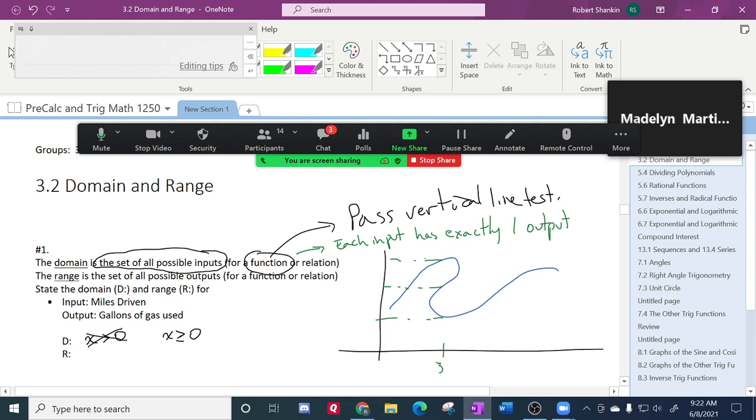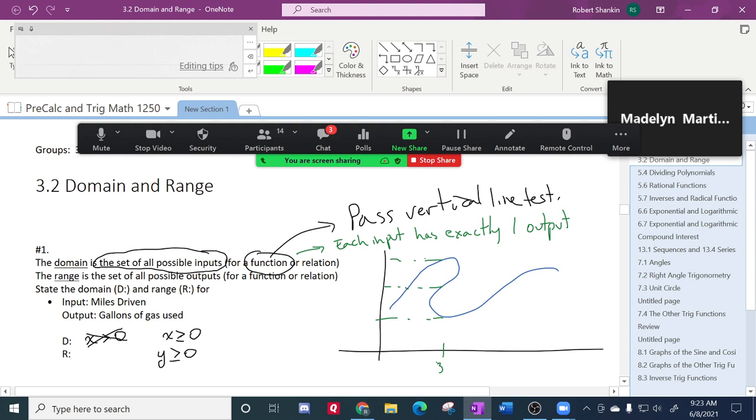You can have days where you don't drive your car at all. So x is 0. And then the range would be a restriction on y. Now for the number of gallons of gas used, we'd say the same kind of thing. Can I have y be negative 5? No. So y also is going to be greater than or equal to 0.